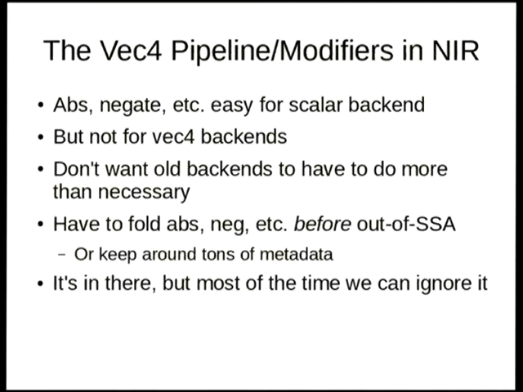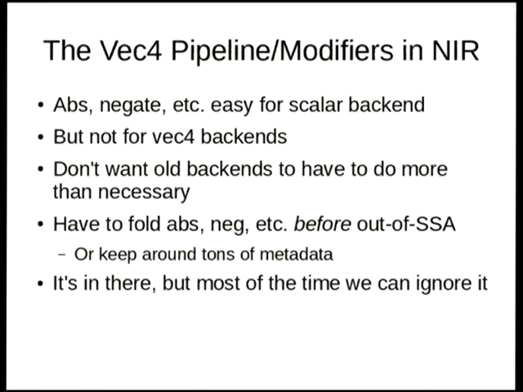Which means that either we have to keep around a ton of metadata that says, like, this 3-vector actually got allocated to the X, Y, and W components of some VEC4. And by the way, this thing got folded into here before we did that, and carry that all around, and then in the backend use it somehow. Or we can just modify the IR to represent it all directly, which I believe will be much easier. So that's why it's there.